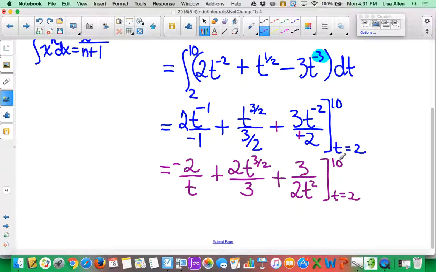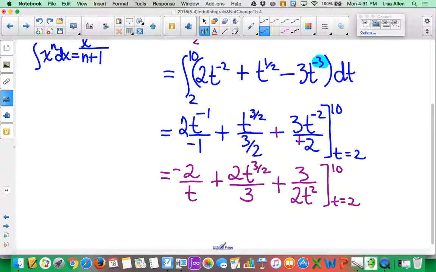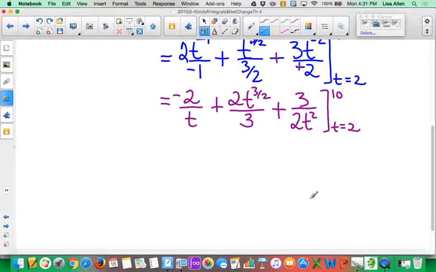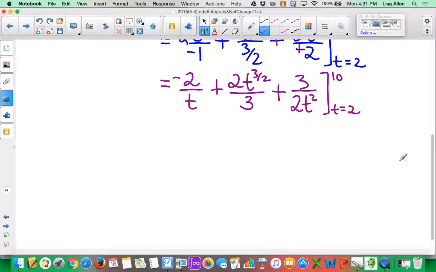Okay, evaluating from 2 to 10, we're going to start plugging in. I don't know that they would have a problem that's this involved in the AP Calc multiple choice without a calculator, but it's not really too bad. And we have the time here, so I'm going to move this equal sign over here to have a little bit more room. So equals.